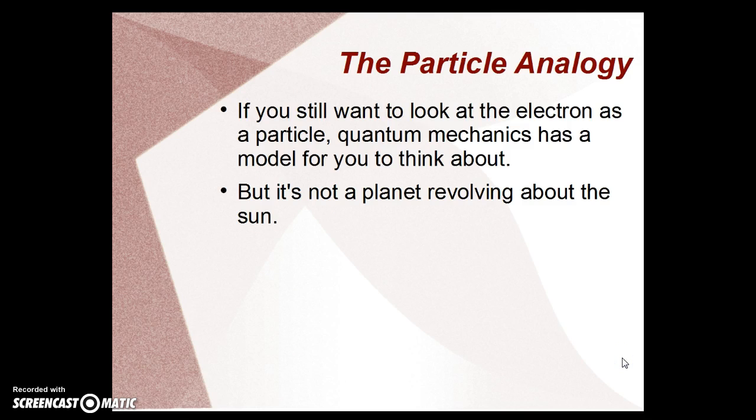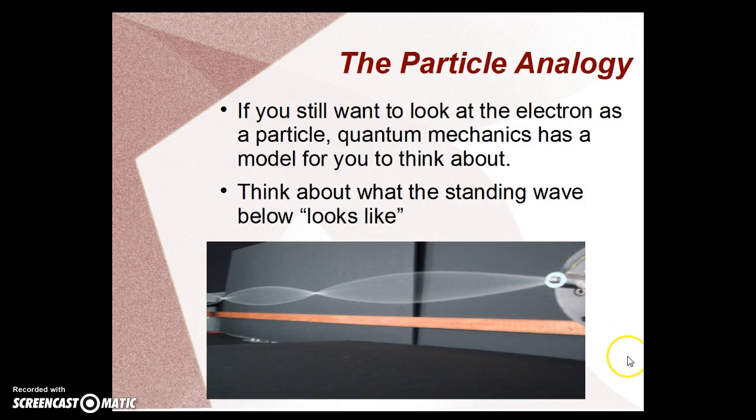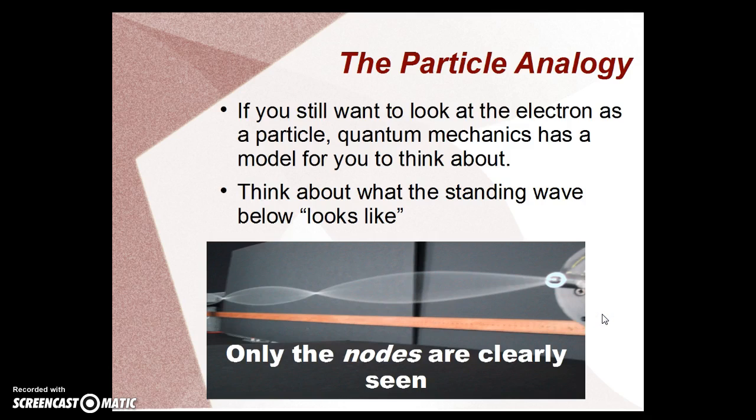Well, some people would still like to look at the electron as a particle, so quantum mechanics gives you a model to think about, but it's not a planet revolving about the sun. Think about what the standing wave below looks like. It looks all fuzzy, doesn't it? You don't really know where the string is at any given point of time. Only the nodes are clearly seen.